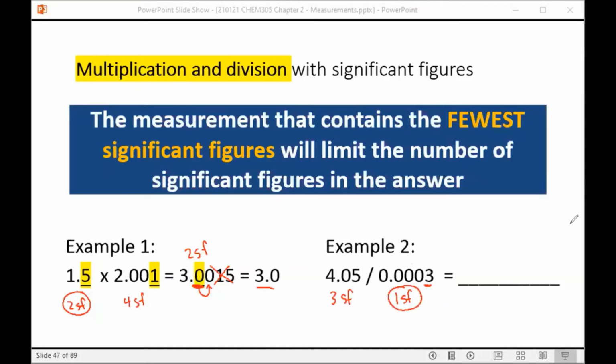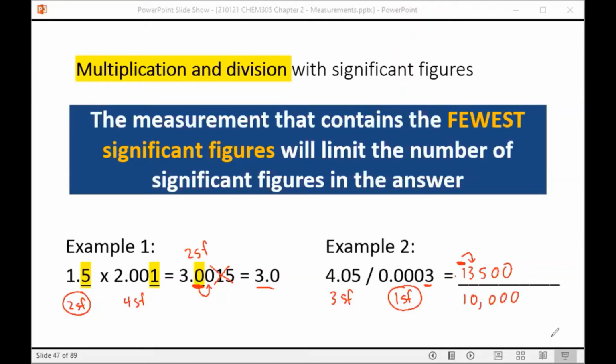So when I do this, I get, let's see, 4.05 divided by 0.0003. I get 13,500 on my calculator. But now it's up to me to round this to the proper number of sig figs if this is my final answer. So I'm supposed to have only 1 sig fig because my measurement with the fewest number of sig figs only had 1 sig fig, so my answer can only have 1 sig fig. So I have to cut it off at the 1. So I'm going to look over to the right. It's a 3, so I'm going to leave the 1 as a 1, and I'm going to fill in everything else with zeros.